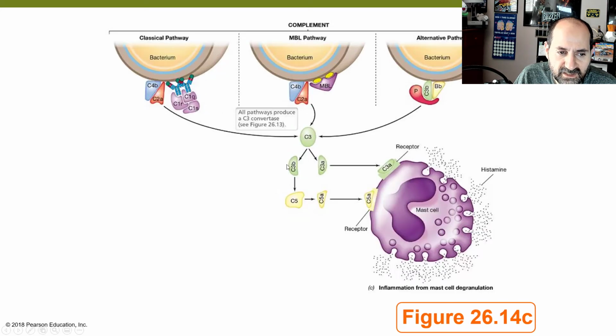And then there are complement proteins C3a and C5a, which can bind to mast cells and promote degranulation of histamine, so this can cause vasodilation. And also C3a and C5a can serve as chemoattractants to help bring neutrophils and other leukocytes to the site of the infection.